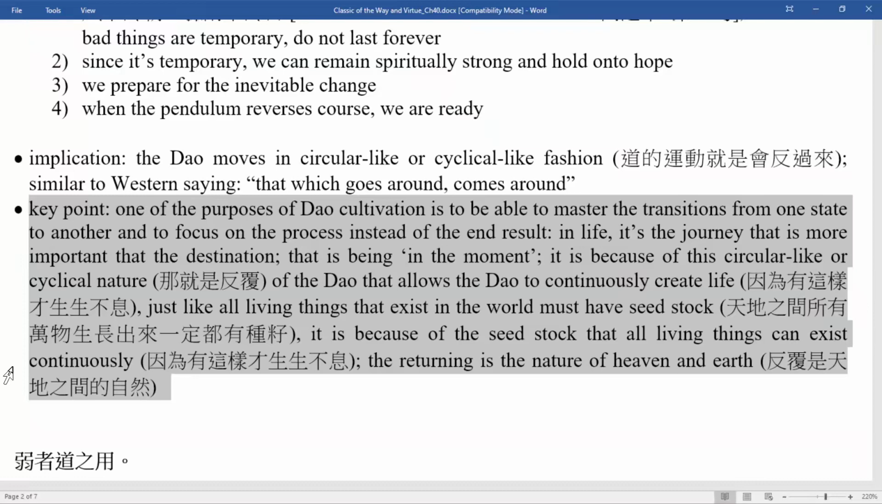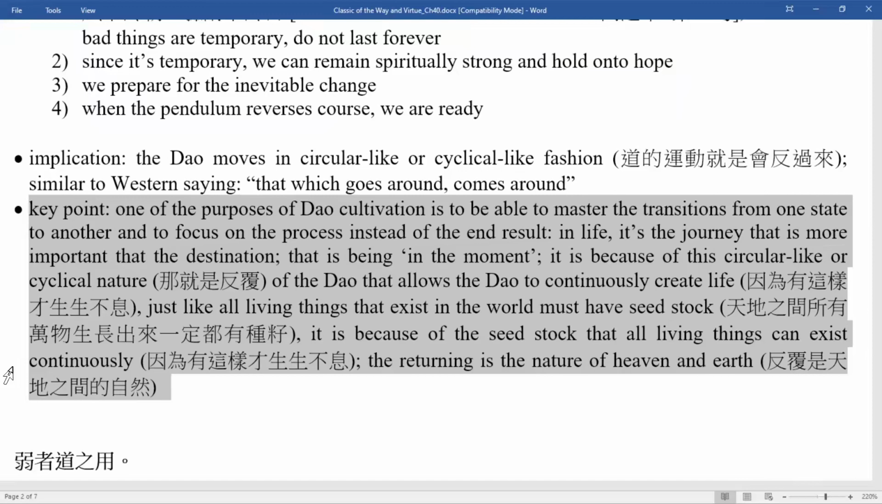That is being in the moment. So it's not necessarily the end result, thinking about future possibilities or future eventuality. That's not the most important. The most important is the journey. That is called being in the moment.